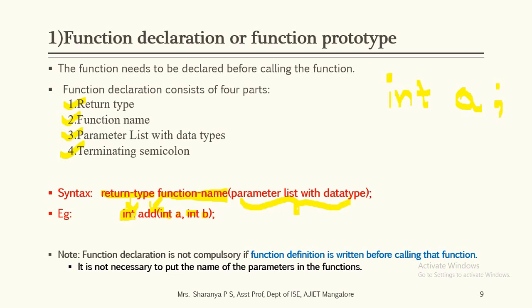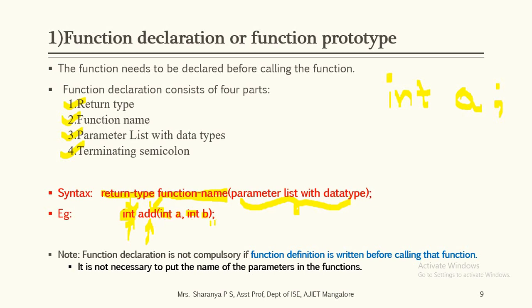So as a whole, this function declaration will contain the return type, which in this example is an integer, and then the function name, which is add, and then the parameter list, which needs to be mentioned within the brackets, that is, the list of variables that we are going to use in that program, along with their data types.